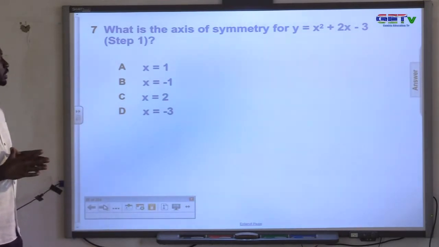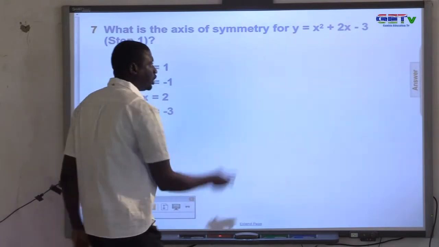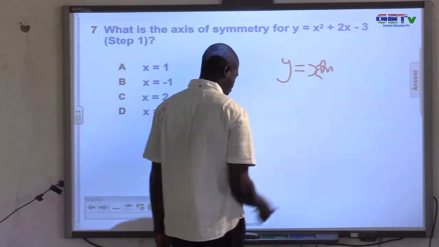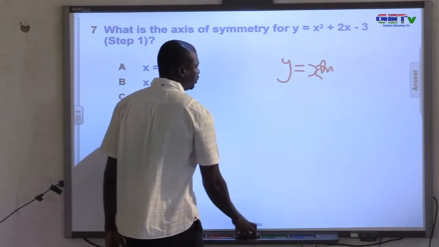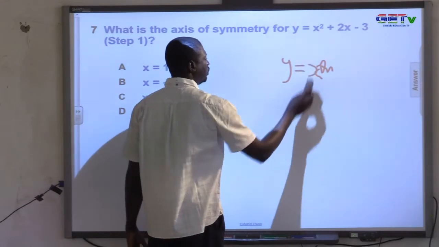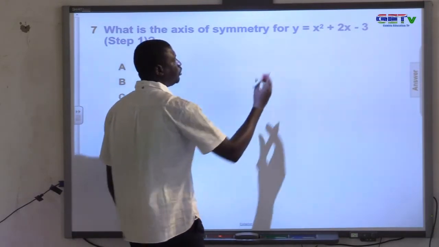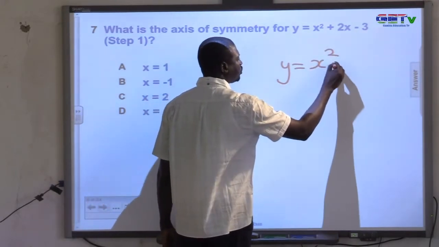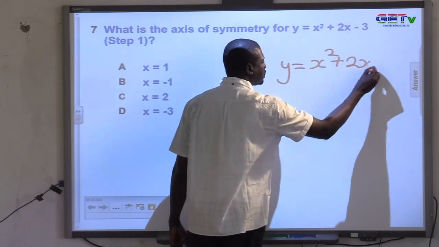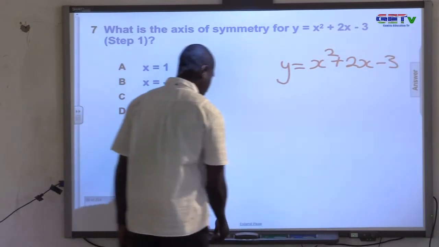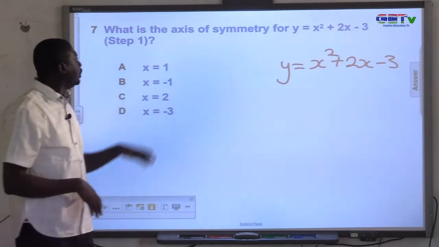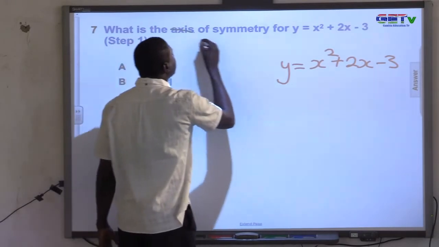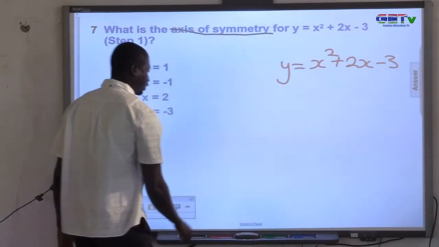What is the axis of symmetry for the quadratic function y equals x squared plus 2x minus 3? That's the function, the quadratic function there. Step 1, we have to find the axis of symmetry, or the line of symmetry.